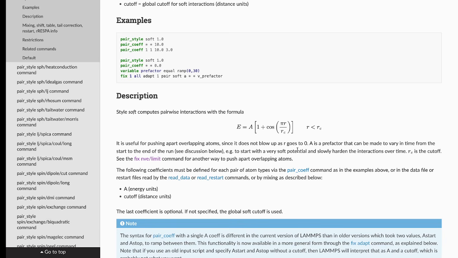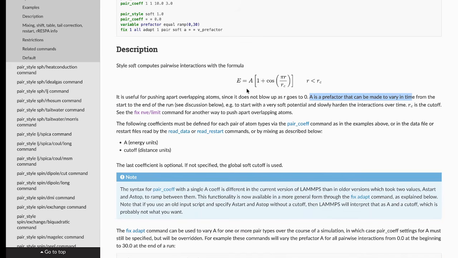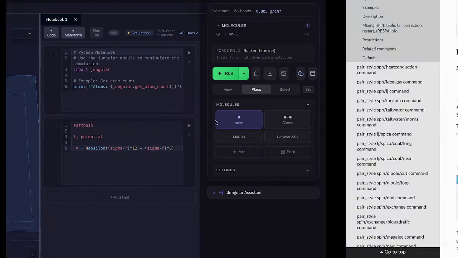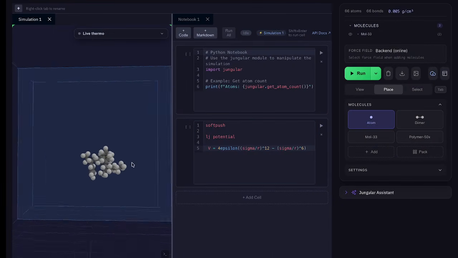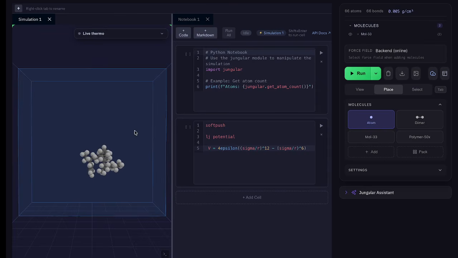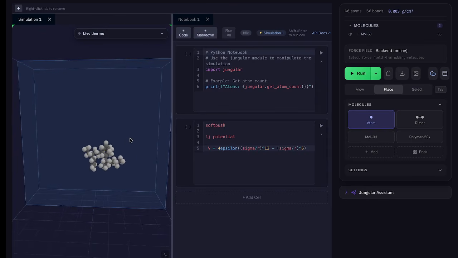Here it also mentions that A is a prefactor that can be made to vary in time. So in practice, we can set A to be 0 when t is equal to 0. That means even when two atoms are overlapping, they literally cannot feel each other. It's going to be a very useful technique. Let's go back to our simulation page and see if we can use this soft potential to help our molecules unstick.